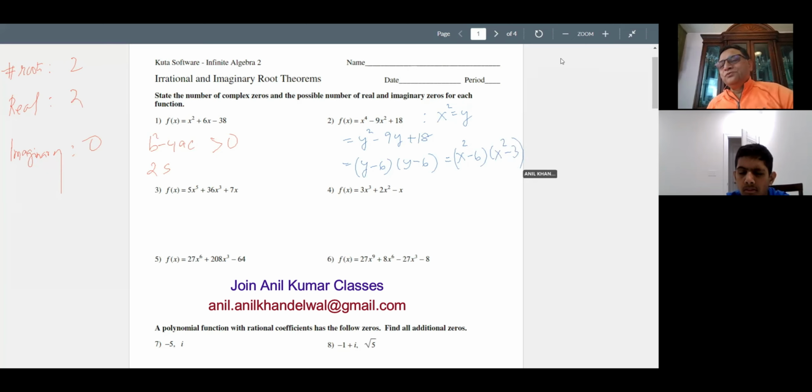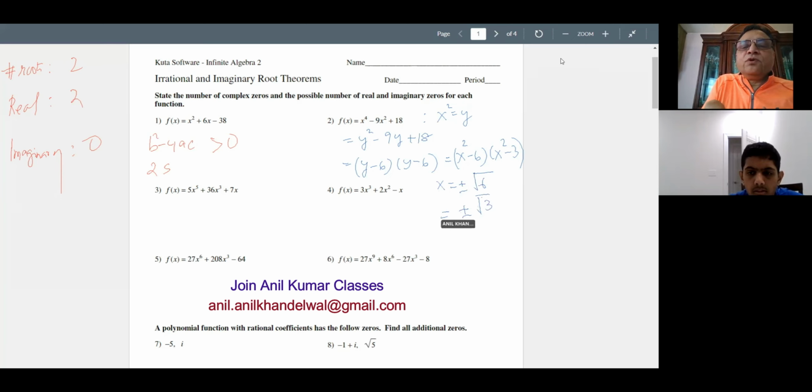And that gives you 4 roots, right? All real. So x equals plus or minus square root of 6 and also plus or minus square root of 3. So we have 4 real roots in this case. Total roots, all are real, right? All real.